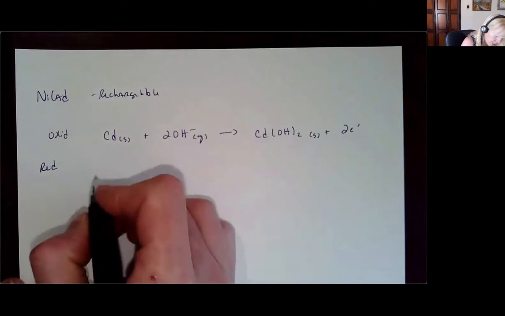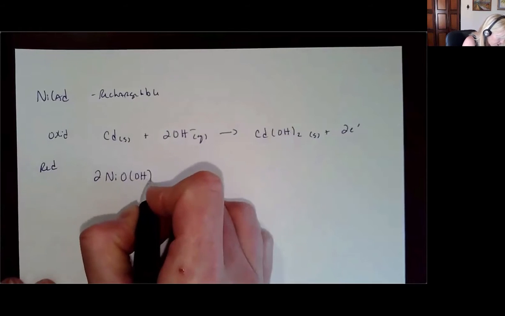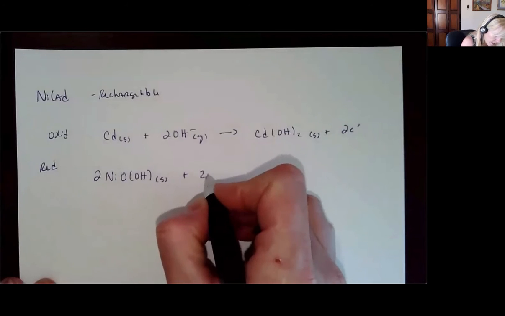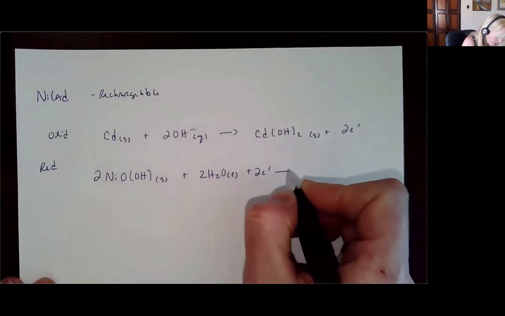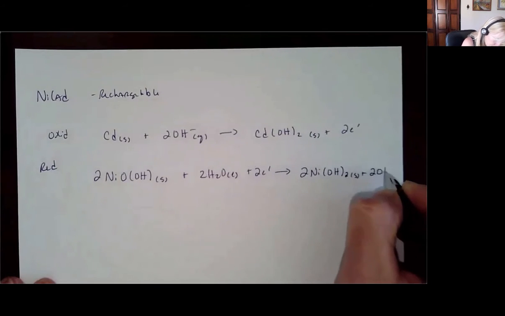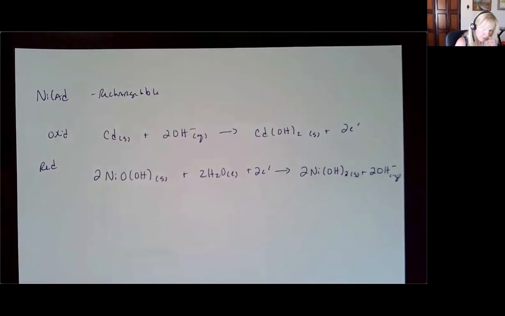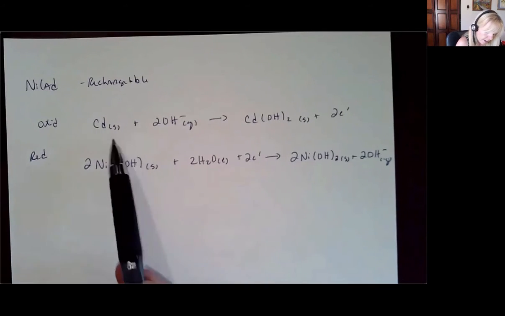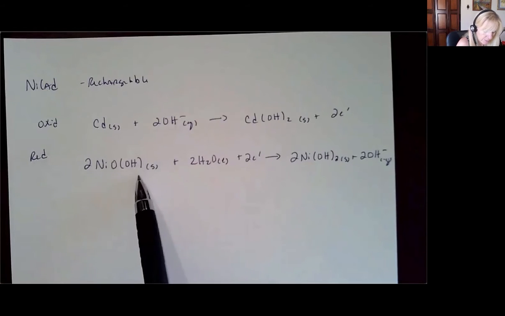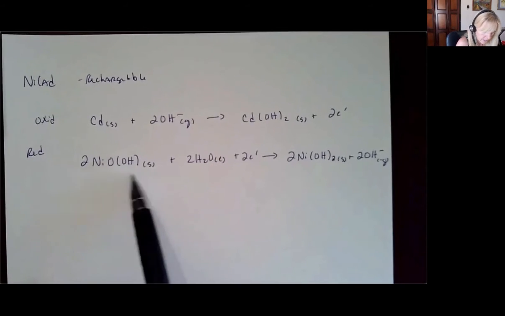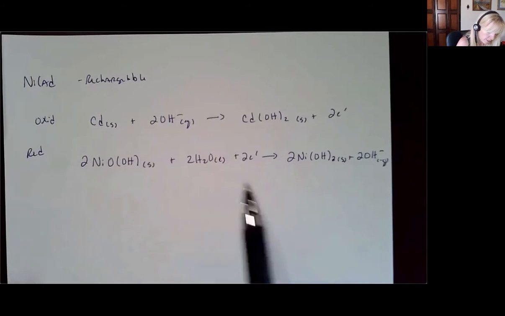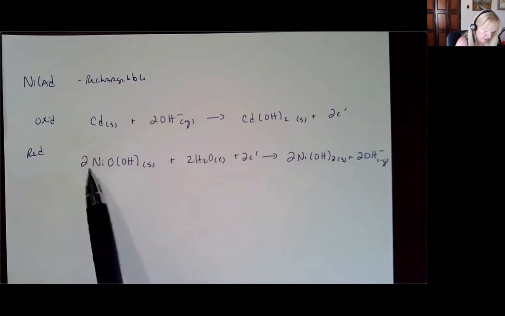My reduction reaction is I have nickel oxide hydroxide, which is a solid, and water plus 2 electrons is going to form nickel hydroxide plus 2 OH-. So this looks like a very simple reaction, because all I really need is cadmium metal and nickel oxide. If I have hydroxide, if I have this in a basic environment, it's going to form this solid here. And then I just let my spontaneous reaction happen. This would be my oxidation happening at the anode. This would be the cathode.